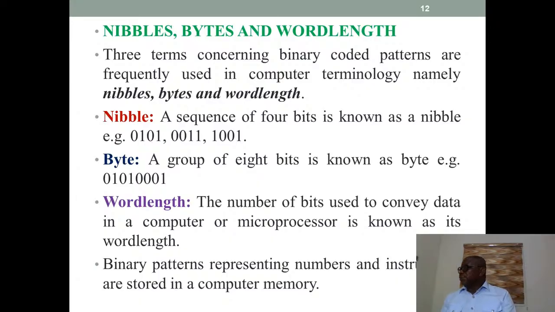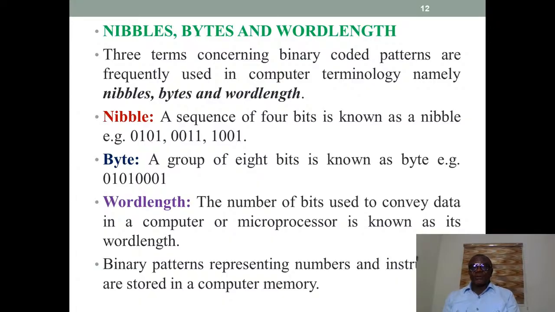A nibble is a sequence of 4 bits. Anytime the computer groups 4 bits, the 4 bits grouped is known as a nibble. A group of 8 bits is known as a byte. So anytime the computer groups 8 bits, it calls that a byte.